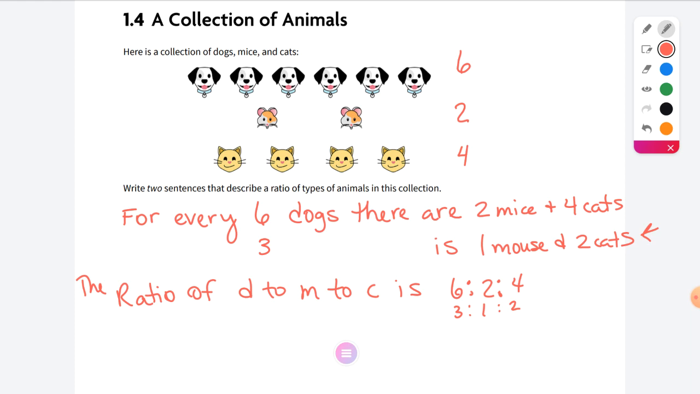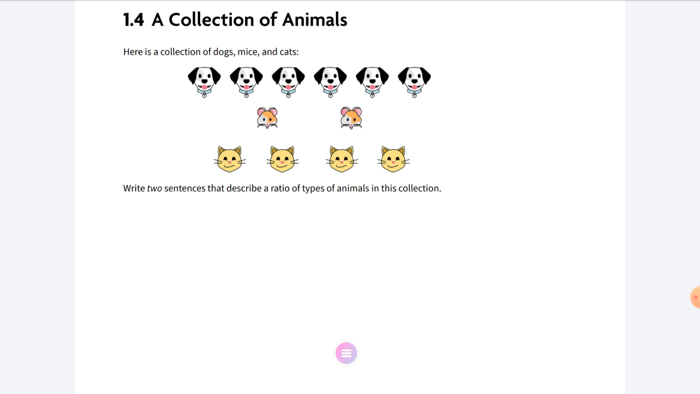Good job. The ratio of mice to cats is what to what, Owen? The ratio of mice to cats is 2 to 4 or 1 to 2. Okay, so for this one collection of animals, I could probably give 20 different sentences if I had to. A lot of times they'll ask you for 2. Questions on that one? Okay, look over at the next page.